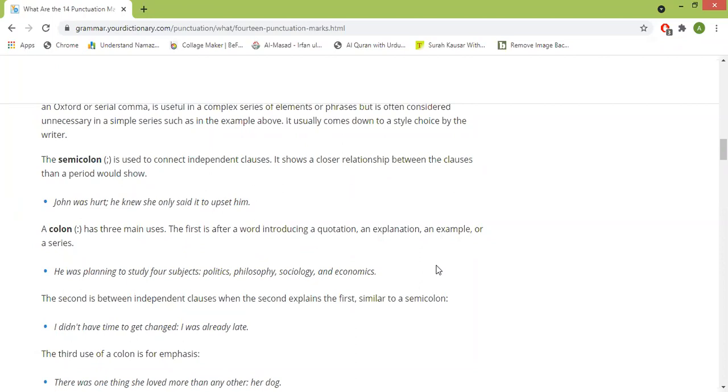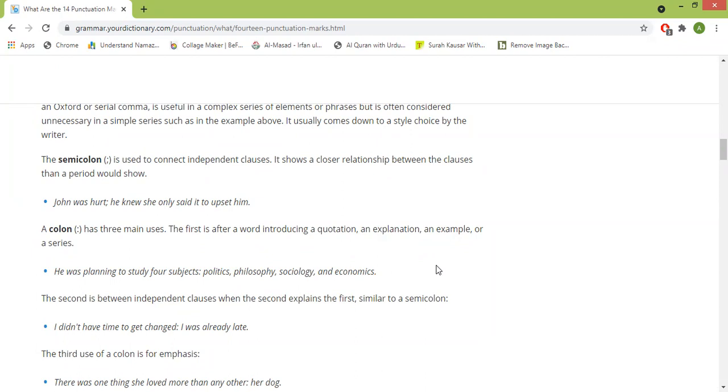John was hurt; he knew she only said it to upset him. So when we are joining two independent clauses together, we will use a semicolon. Basically, a semicolon and a comma with a conjunction are replaceable. Either we can use a comma and a conjunction, or we can use a semicolon.